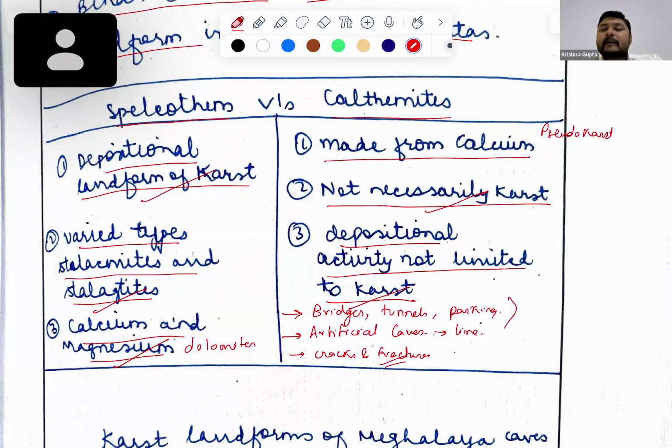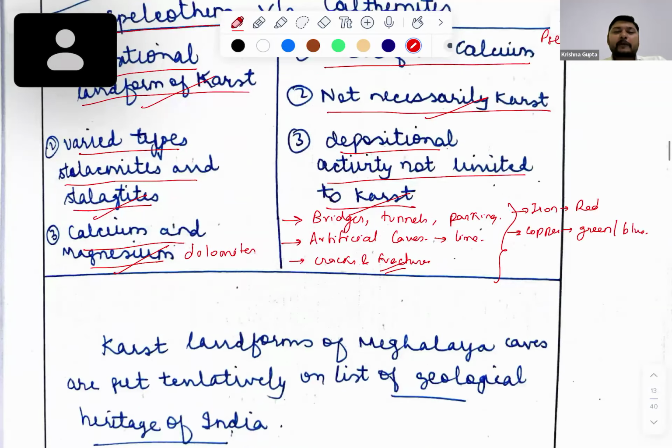Now they have certain colors also. Why is the color there? If there is presence of iron, it will result in red. If there is presence of copper or copper oxide, it will be either green or blue. So there are certain parts which we can specify with respect to calthemites, but it's okay.